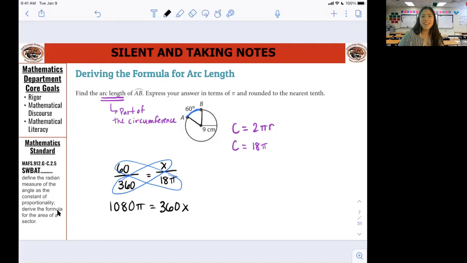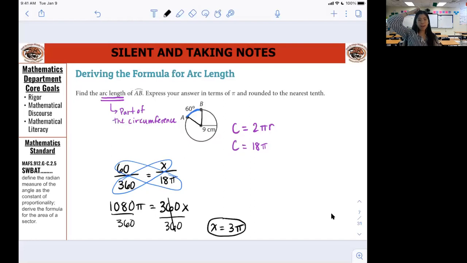I know. All right, now what do I do? Divide by 360. And we get x equals 3 pi. Okay, Daniel, mute yourself. Okay, so here's my final answer.